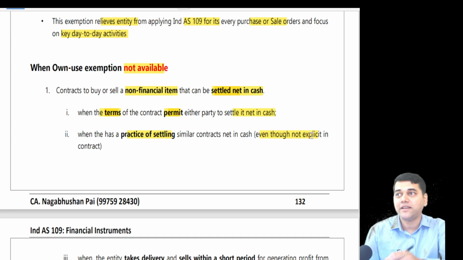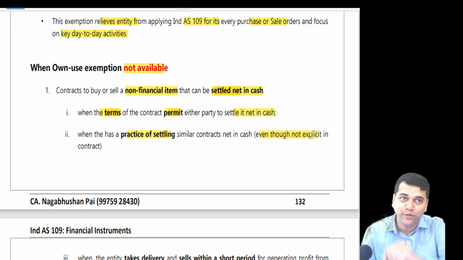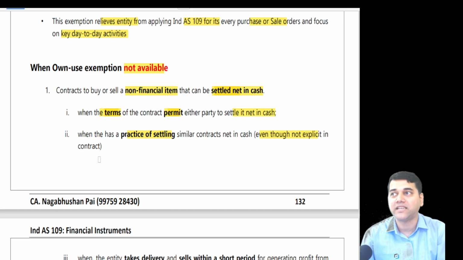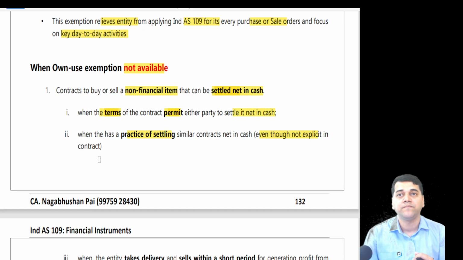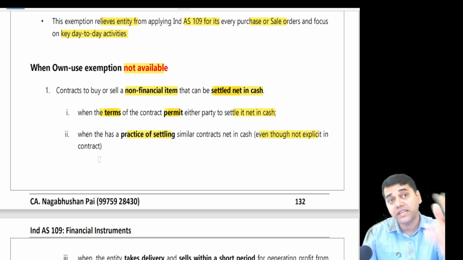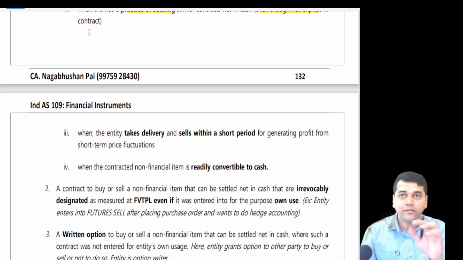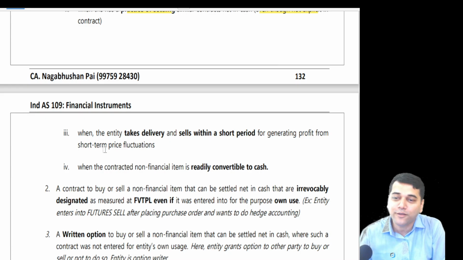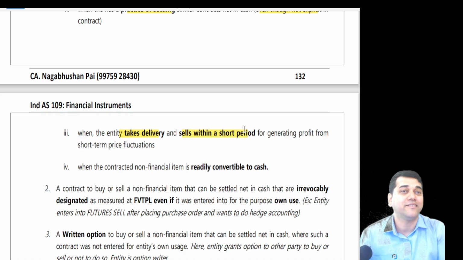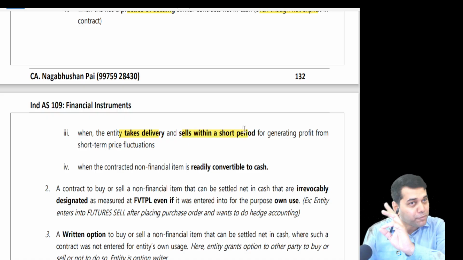The moment you understand, oh, if I enter it in the terms, then only you do it, no? What if I will not enter it in the terms? But what is your practice? As an auditor, I have to look into your practice. How many times in the past 10 purchase orders did you settle net? Understood? Okay. Then, okay, you want settlement now. That's why I will take the delivery. Then the standard says, look, when the entity takes the delivery and sells within a short period, I will not permit that also.